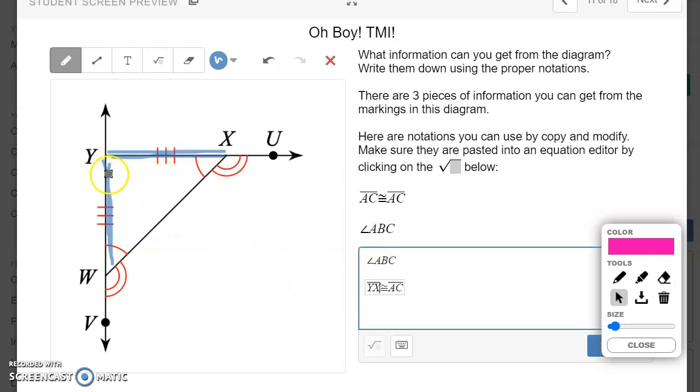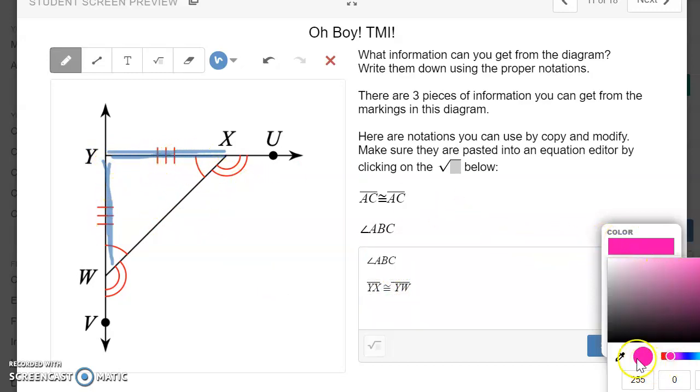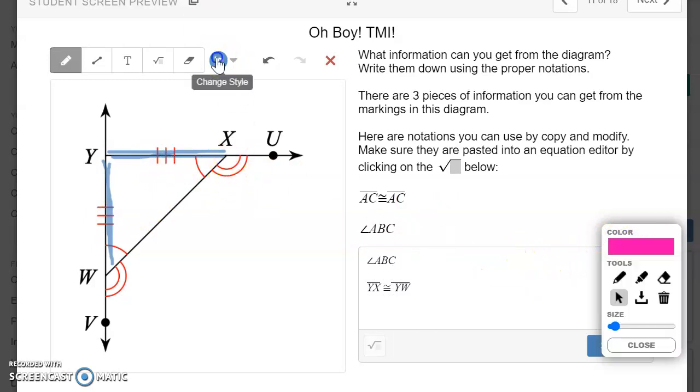YX is congruent to, where is the starting point for this segment? YW is congruent to YW, like that. Okay, so I've just done the blue one. Okay, so then let's see if we can do another one.